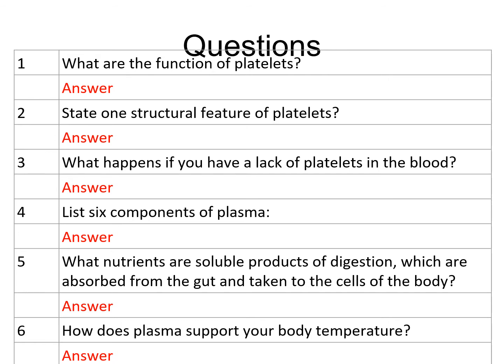Number 5, what nutrients are soluble products of digestion which are absorbed from the gut and taken to the cells of the body? And number 6, how does plasma support your body temperature? The answers to those are in the written information you've got in your notebook, so come back to check those when you're ready.